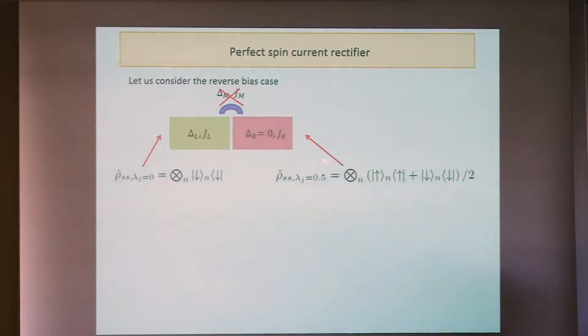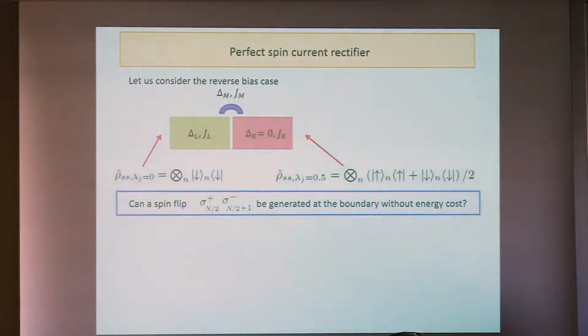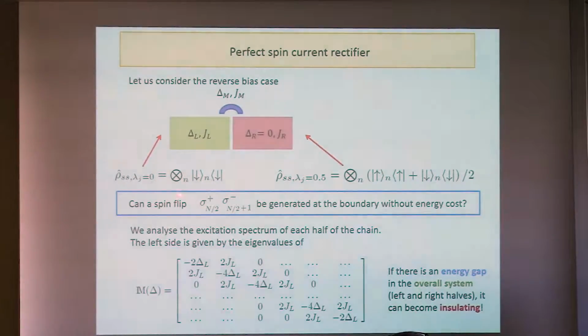Okay, let's look at the system without the baths, but we prepare it in the reverse bias situation, where all the spins here are down and here are in the infinite temperature state. And there is no coupling. Then I turn on the coupling. What's going to happen? At the interface, you're going to have a spin flip. Everything has to start with a spin flip. So you have to look at the excitation spectrum of having such an excitation in the system.